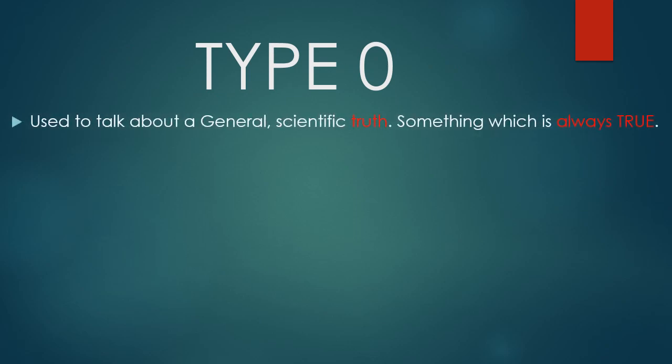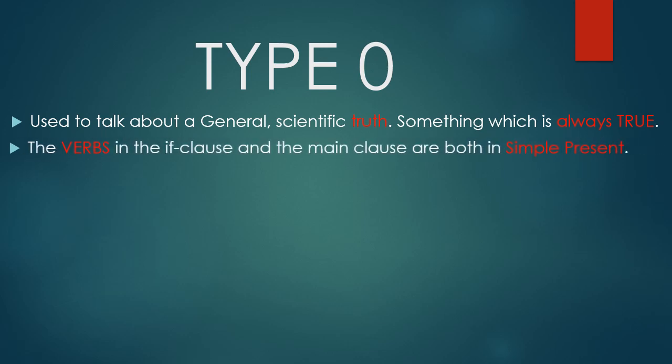Type 0 is used to talk about a general scientific truth, something which is always true. So we use this type of conditional when we talk about something that we know is always true, okay? So the verbs in the if clause and the main clause are both in simple present. So we use simple present for the main clause and for the conditional clause, okay?